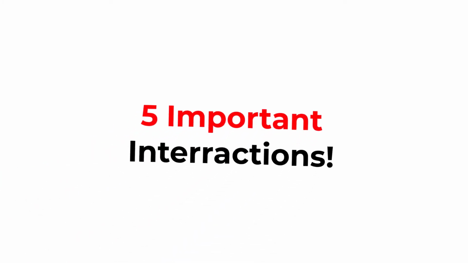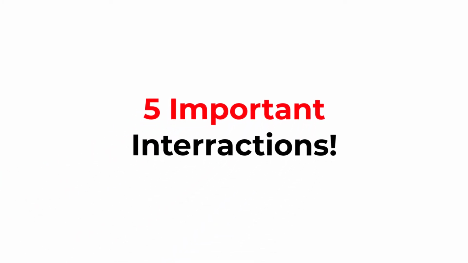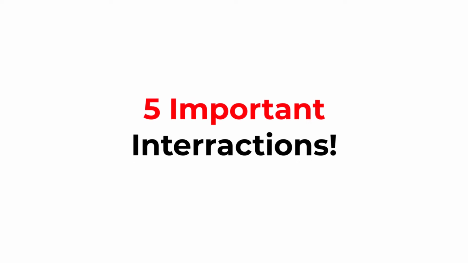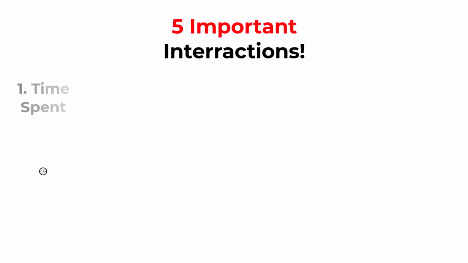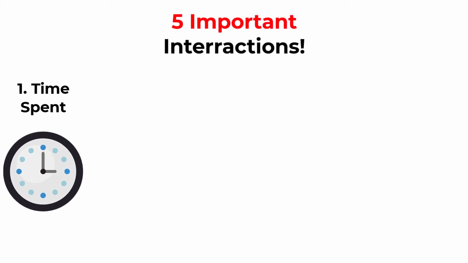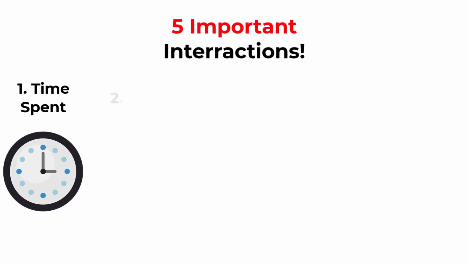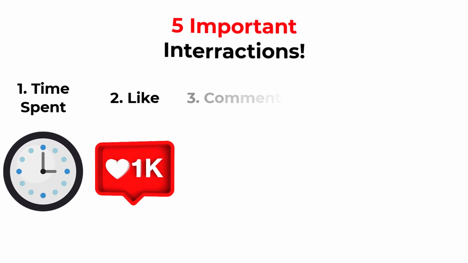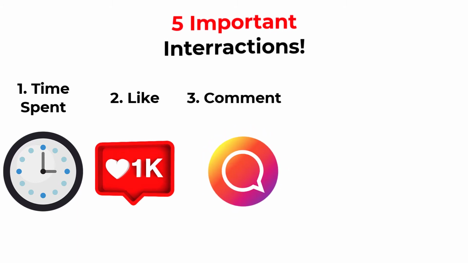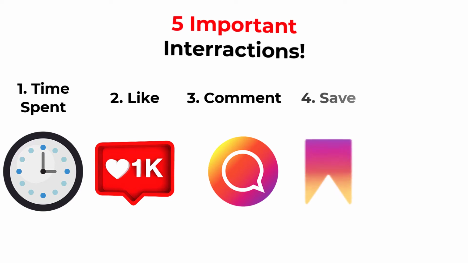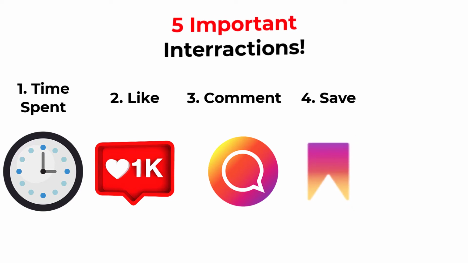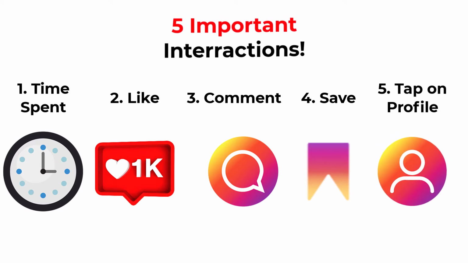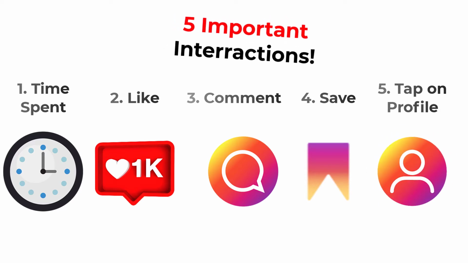But that's not all. They also take into consideration the likelihood of 5 important interactions. These key interactions help the algorithm determine feed ranking. 1. Time spent. Are you going to spend time on the post? 2. Like. How likely are you to like the post? 3. Comment. How likely are you to comment on the post? 4. Save. How likely are you to save the post? 5. Tap on profile. How likely are you to tap on the profile after seeing the post?